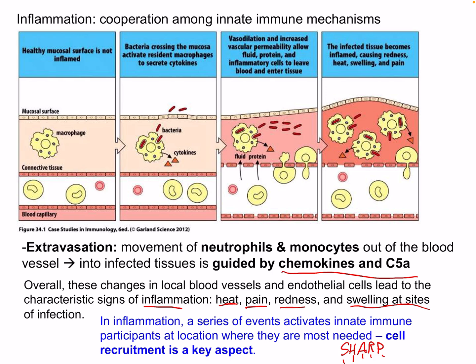So here we can see a healthy mucosal surface that's not inflamed. Everything looks good. Here we have a bacteria crossing the mucosa, interacting with the macrophage. This macrophage releases the cytokines. Then we'll have all our inflammatory mediators come into the tissue. We have an inflammatory reaction, and here we can see our redness, heat, swelling, and pain.